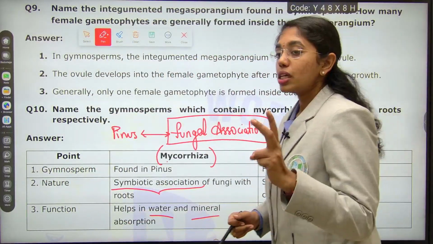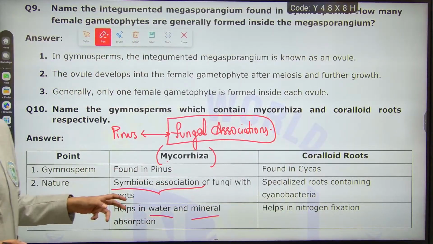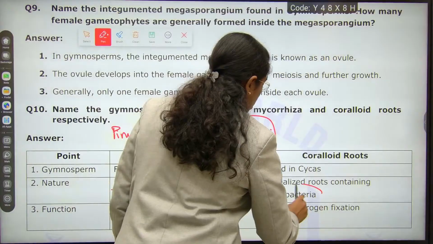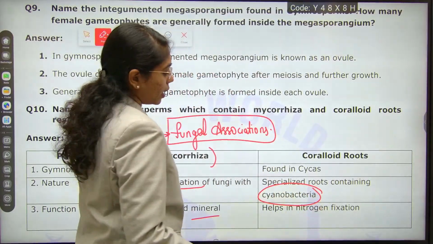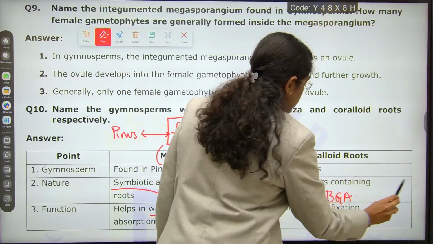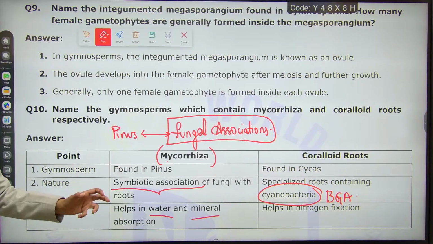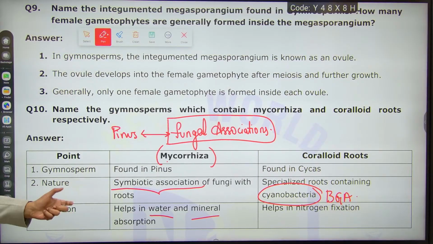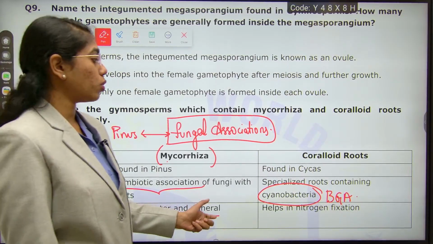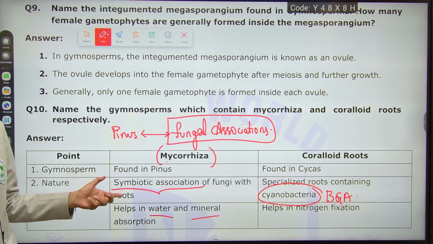Second is coralloid roots. Coralloid roots are found in cycas. These are specialized roots which contain cyanobacteria or blue-green algae. This helps in nitrogen fixation. Okay, coralloid roots will help in what? Nitrogen fixation. And here what is the purpose? Absorption of water and mineral nutrients.